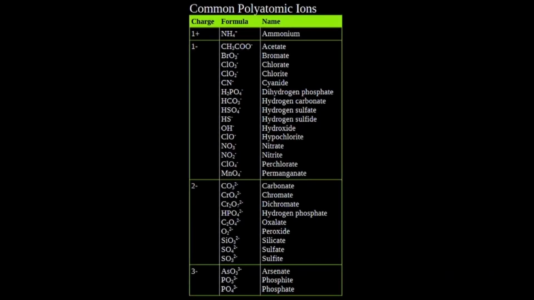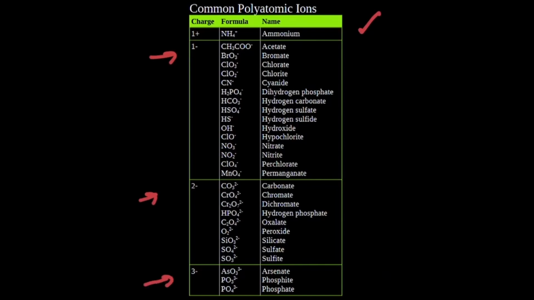Okay, so I include the whole polyatomic ion list here. There may be some I forgot, but for the most part, this is going to work for us. They're largely anions, but we do have one cation, which is right there on the top with the 1 plus charge. So it's the NH4 plus ammonium. But then I have the 1 minus charge, 2 minus charge, and 3 minus charge.